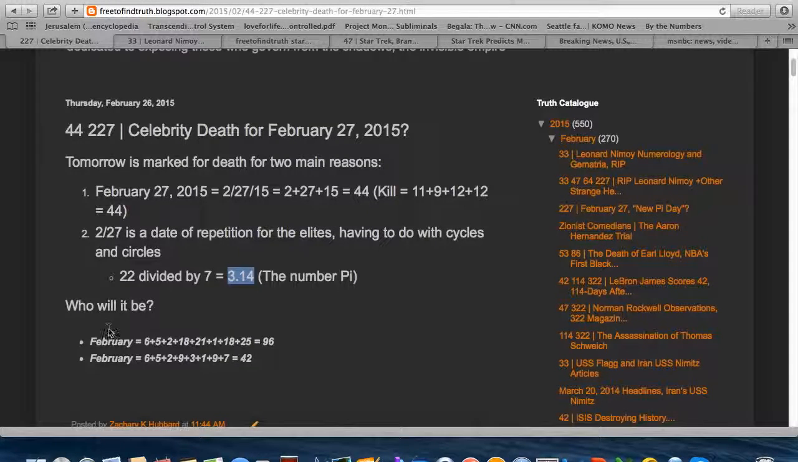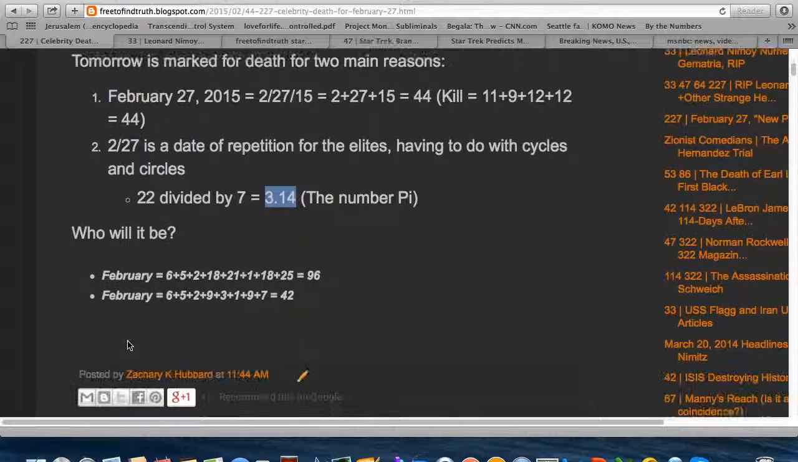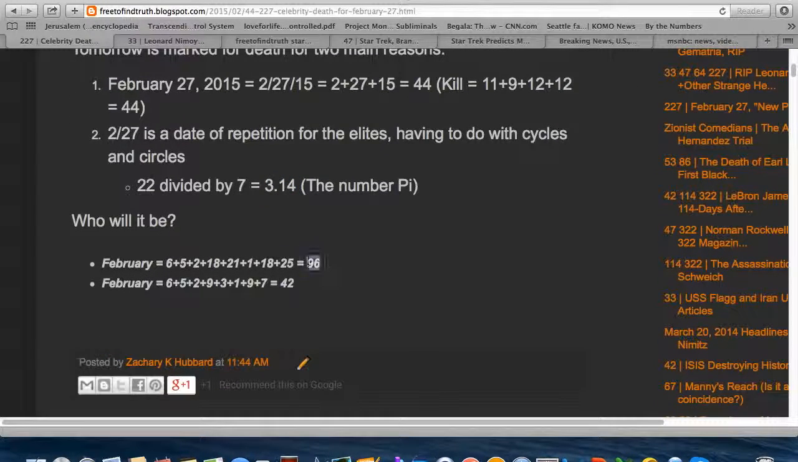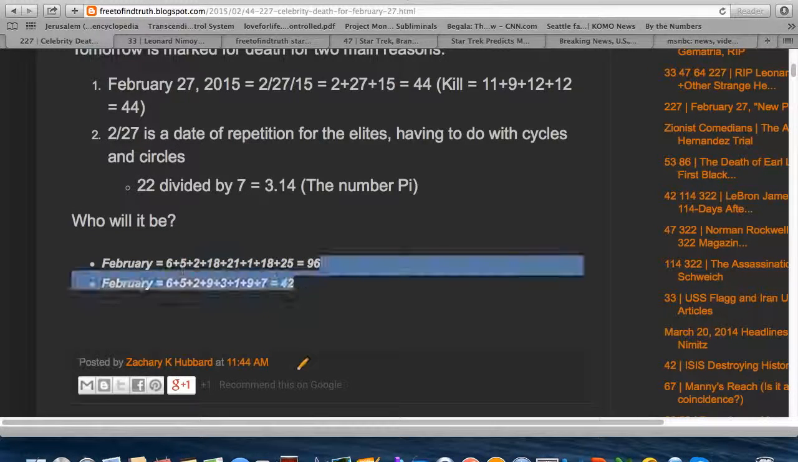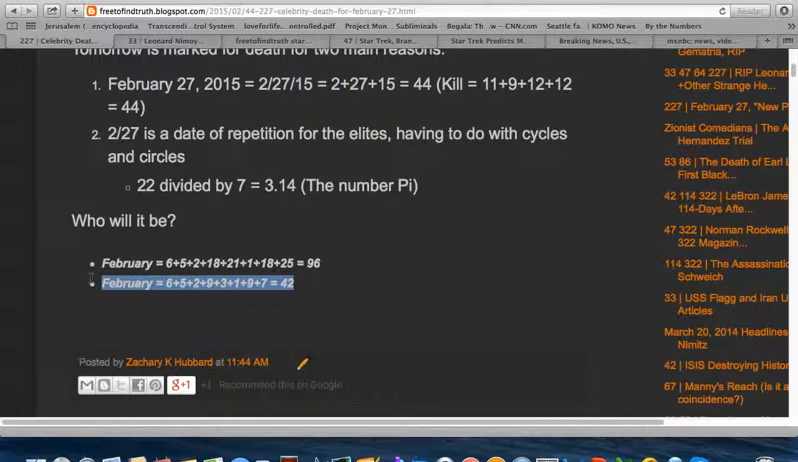Also, we're in the month of February, a very Masonic month. In simple English gematria, February sums to 96, like the word Freemason. With Pythagorean gematria, it sums to the number 42, another number associated with death and a whole lot more.